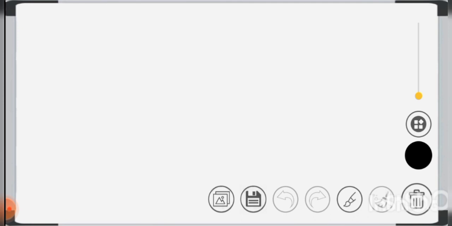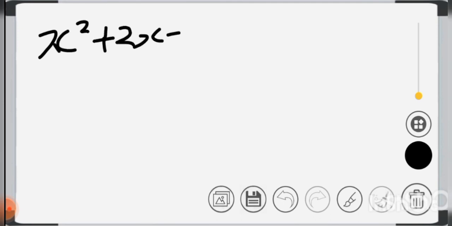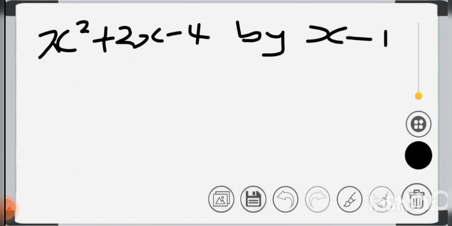Now, how do we run through division of polynomials? We want to divide a polynomial. Let's say we want to divide something like this: x squared plus 2x minus 4 by x minus 1. To divide these two things.